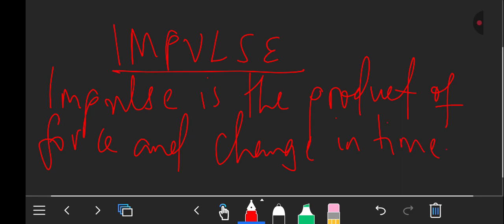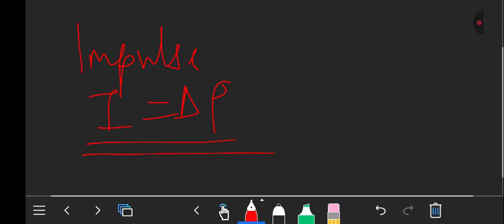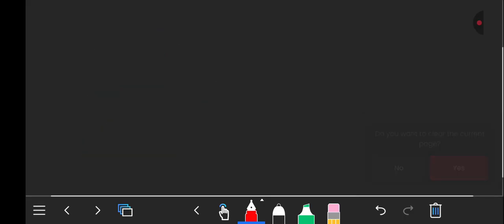Impulse is the product of force and change in time. We can also define impulse as the change in momentum. You can also define it this way. Let's look at how you can derive the formula for impulse.